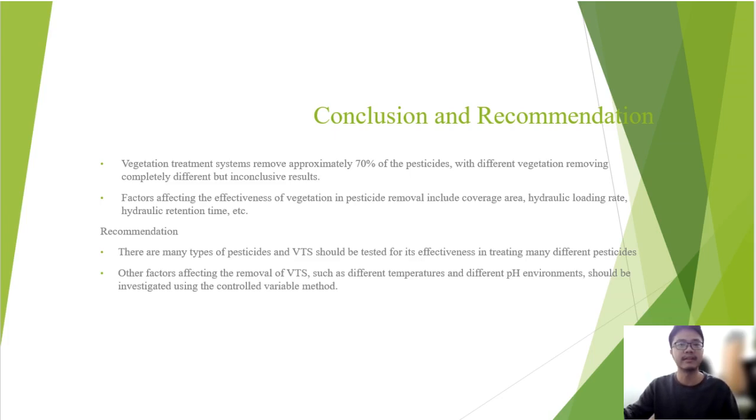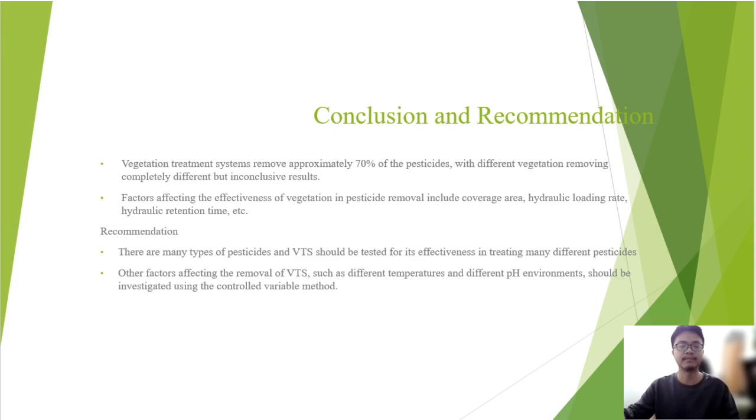Factors affecting the effectiveness of the vegetation in pesticide removal include coverage area, hydraulic loading rate, and hydraulic retention time, but it can be determined that the larger the coverage area, the better the removal effect. For other factors, existing studies are not sufficient to conclude.